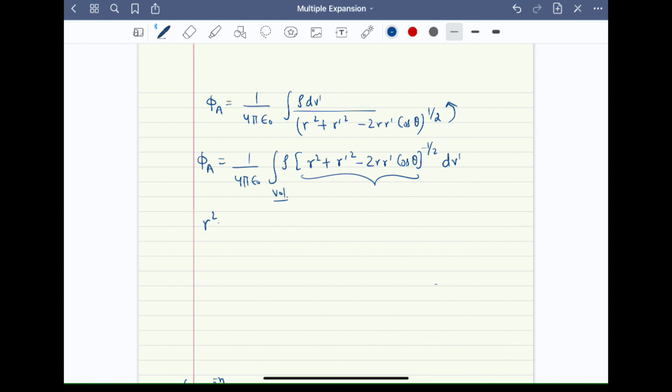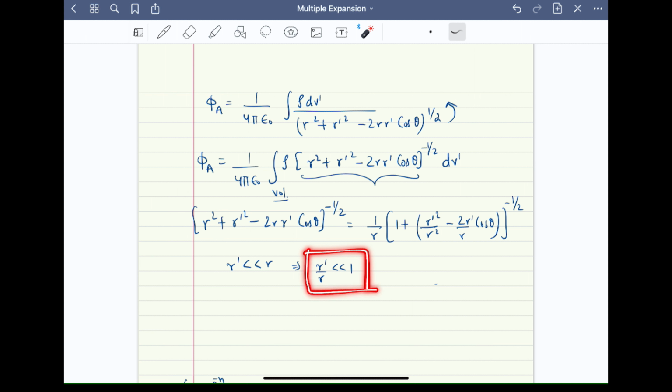Now r square plus r prime square minus 2 r r prime cosine theta, raised to power minus half. If we take r common, we will have 1 upon r into 1 plus r prime square upon r square minus 2 r prime upon r cosine theta, raised to power minus half. We know that we are interested in points far away from our source, so r prime is much less than r. That is, r prime upon r is very much less than 1.